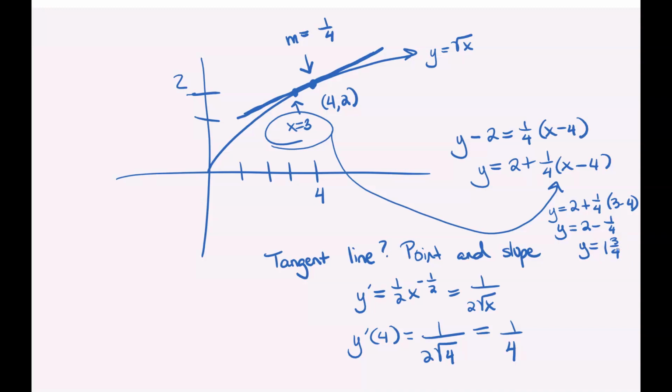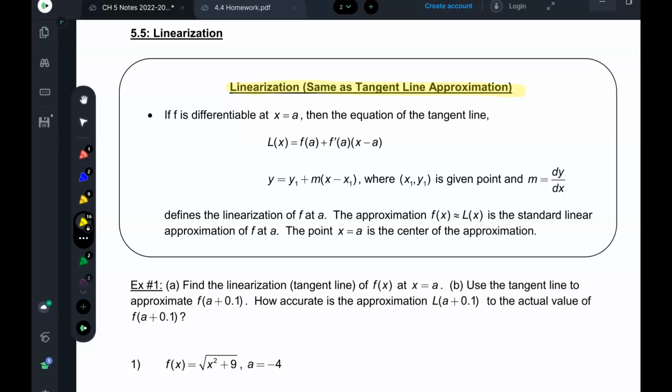So in other words, to approximate the square root of 3, I can use the tangent line at 4 to approximate it. If I do that, I get 1.75. Square root of 3 actually comes out to 1.73. So it's not that close. But what we'll notice is, if we get points that are closer and closer to this point of tangency, we're going to get more and more accuracy. Okay, so let's take a look at the notes now.